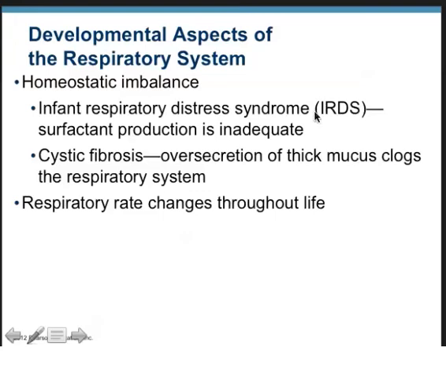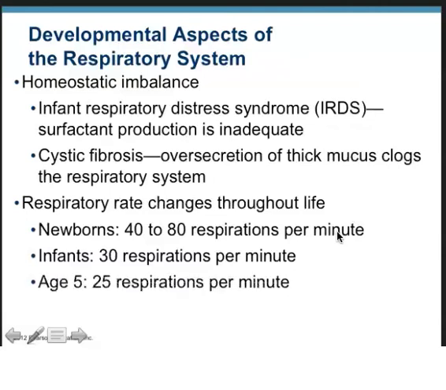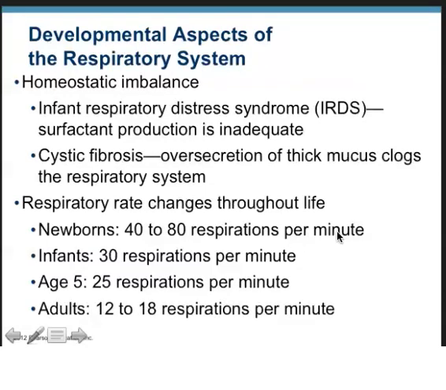Respiratory rates change throughout life. Newborns breathe between 40 and 80 respirations per minute because they are growing, and as a result they need more air in order to produce more ATP, in order to provide enough energy for all the changes that are going on in a growing baby. Whereas infants slow down to about 30 respirations per minute due again to the decreased amount of energy required for the infant. And then by age 5, we're down to 25 respirations per minute, and in the adults, between 12 and 18.